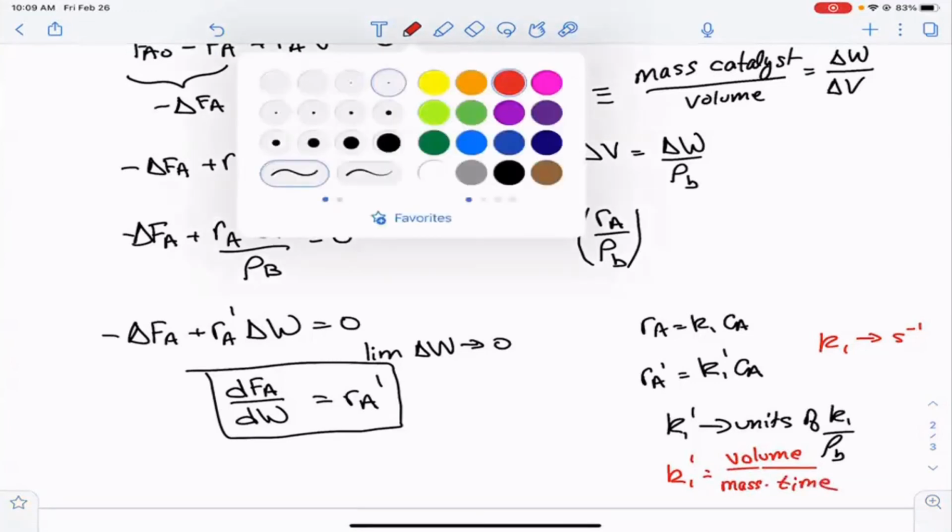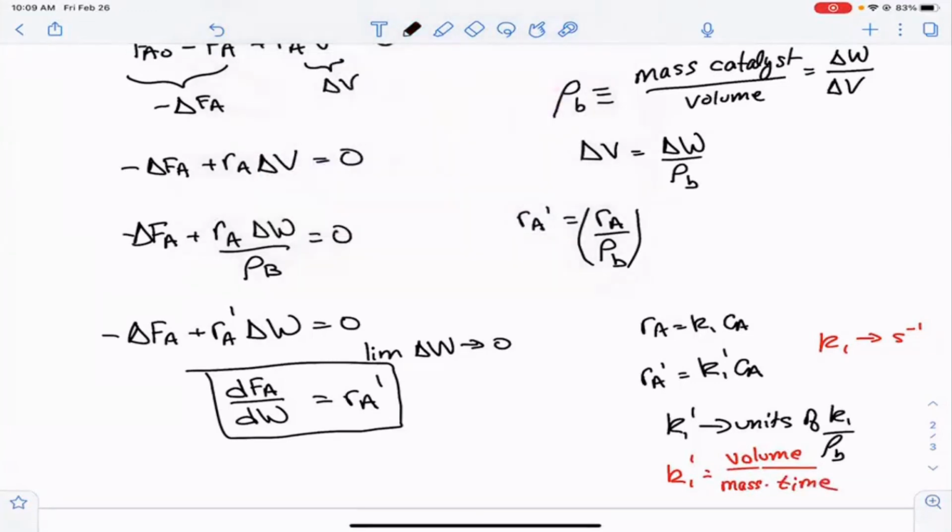Okay. And we'll deal with reaction rate constants, at least for these first order reactions that have units of volume per mass per time. And of course, if we have a reaction mechanism that's a little bit more complicated, or a reaction where it's not just first order in one reactant, right?